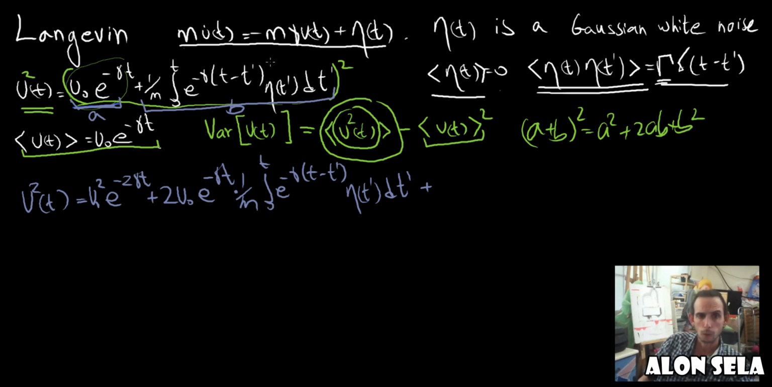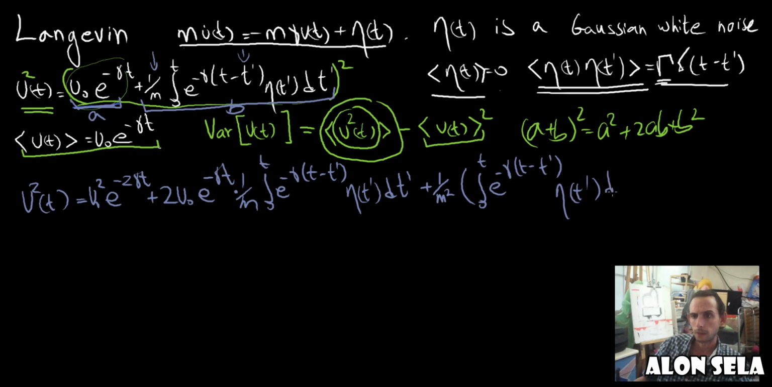So if I square this thing right here, we're left with 1 over m squared times the square of this integral, from 0 to t of e to the minus gamma (t minus t prime) eta at t prime dt prime, the whole thing squared. So this is our expression. Now let's see what we can do next.